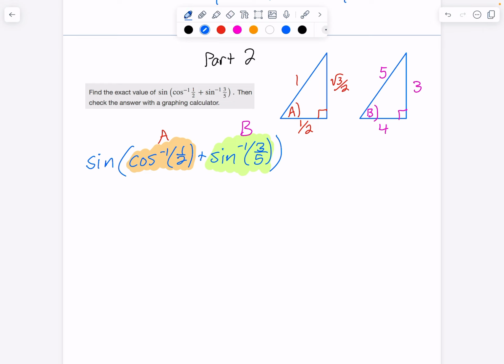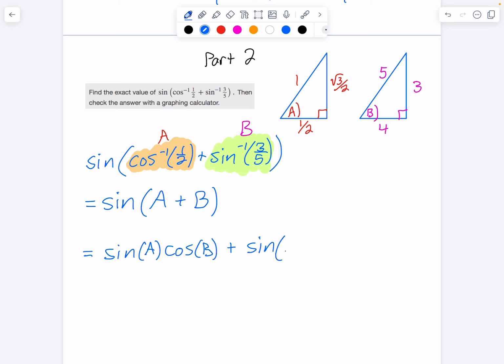So now I'm going to say this is equal to sine of, remember, the answer to that inverse cosine is the angle A, and the answer to my inverse sine is B. Now I use my sine formula that we've been using in this section. It's going to be sine of A times cosine of B plus sine of B times cosine of A. We just have to plug those in. Now, I don't actually have an angle to evaluate, but I can use my triangles to find this.